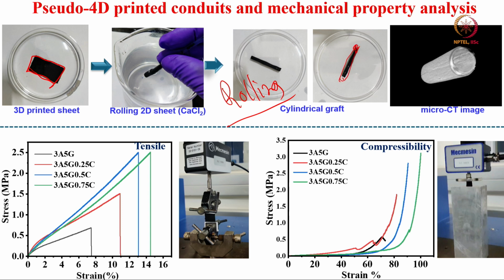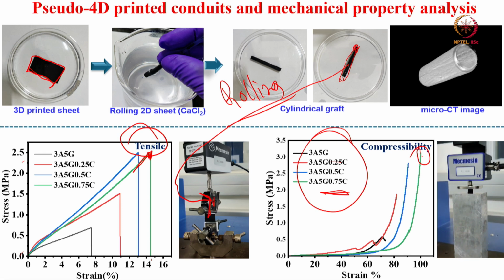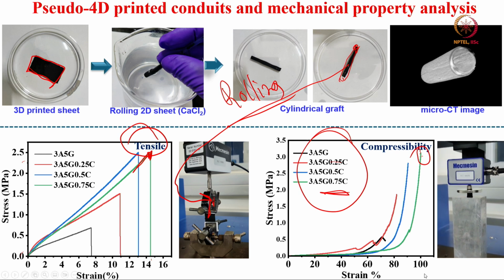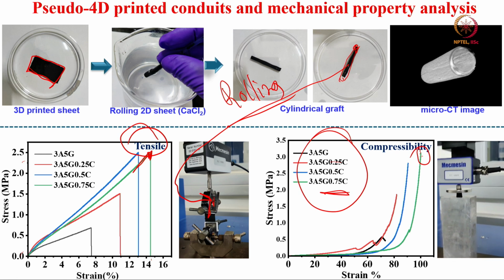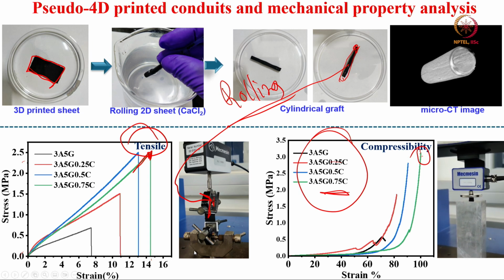Now, when you stress them under tension, this cylindrical structure has been tested here, and you can see that under tension the 3A5G 0.75C goes to a maximum strength of around 2.5 megapascal, whereas for compressibility the 3A5G 0.75C also shows maximum compressibility up to 3 megapascal stress. You can see that under this compression, these materials continuously get deformed.